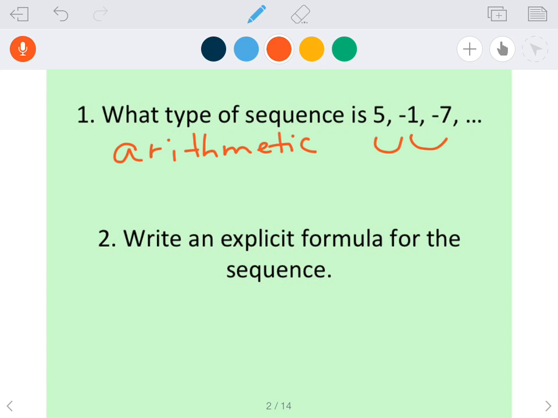Number 2 says write an explicit formula for the sequence. So that would be a sub n equals, it starts with 5, and then because you're adding a -6, you can put -6 to the n minus 1.